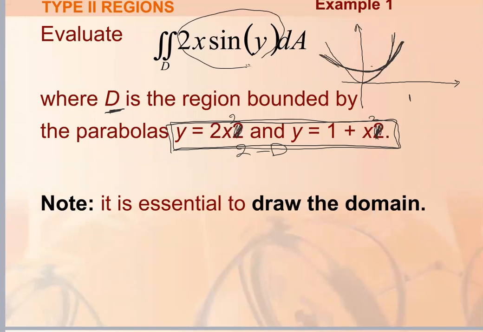So let's see. 1 plus x squared was curve number 1. 2x squared was curve number 2. So then I have the intersection of these two. So that is x squared equals 1. So then x is going to be plus minus 1. Yes, the intersection is symmetrical between -1 and +1. So this is basically the region I'm looking for.